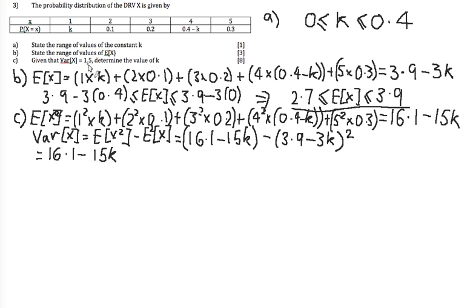Just while I remember at this point, instead of writing the variance of x, I'm going to put in this variance of x value 1.5. So actually I'm setting up an equation. So this variance of x, 1.5, is going to be equal to 16.1 minus 15k.